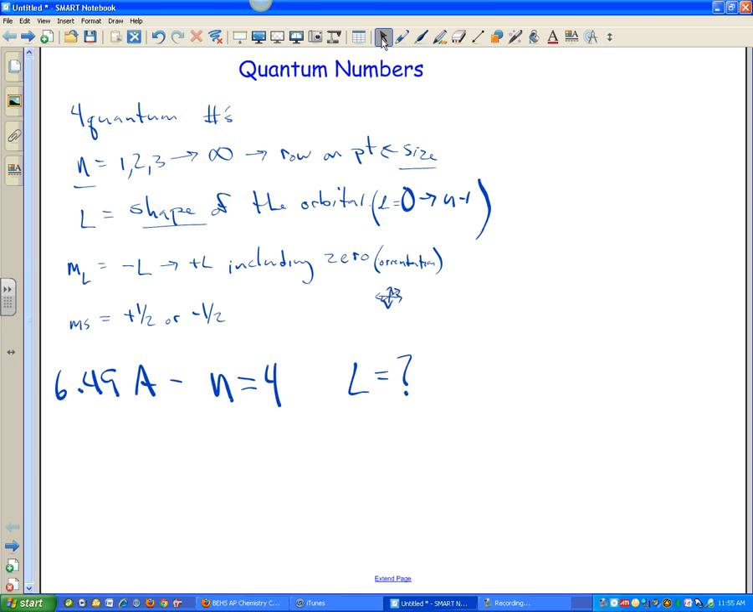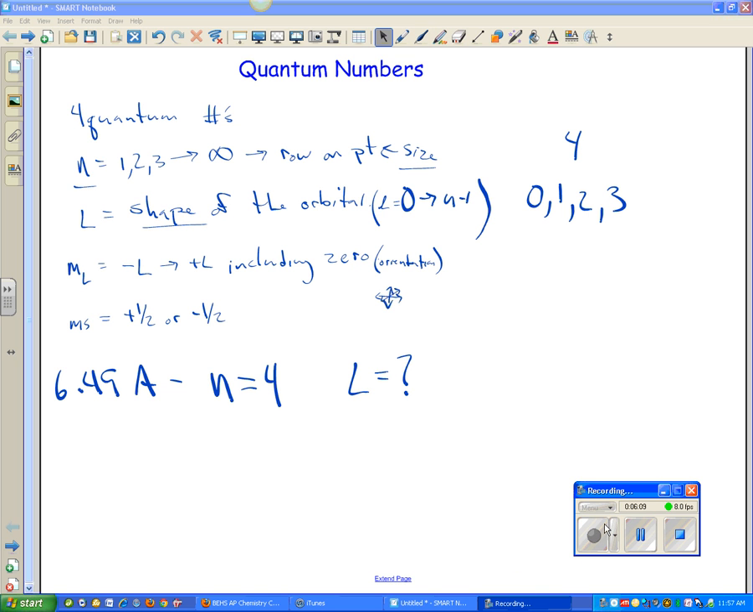So, if we look, n is 4. They're telling me that. L has to be between 0 and n minus 1, so it can be 0, 1, 2, 3, because 3 is at least 1 less than 4.